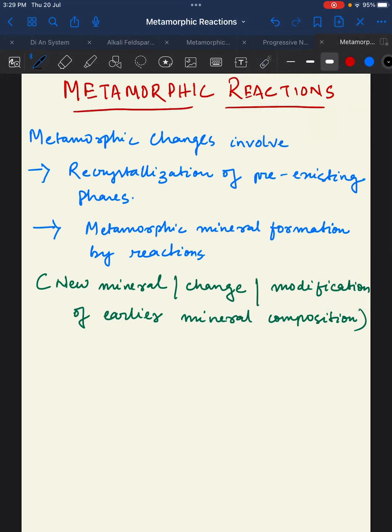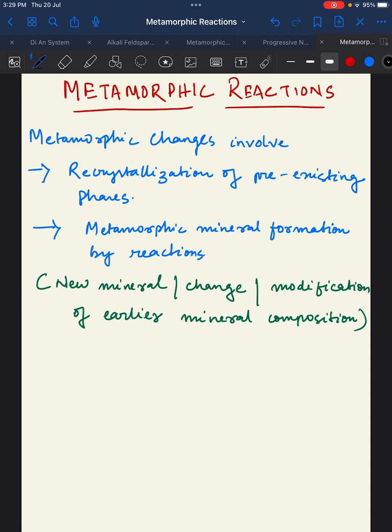Hello everyone. So today we will be discussing the metamorphic reactions. Metamorphic changes generally involve recrystallization of pre-existing phases. Recrystallization means the phases which are existing in the rock before the metamorphism is taking place recrystallize once more. So this is known as recrystallization of pre-existing phases and metamorphic mineral formation by reactions.